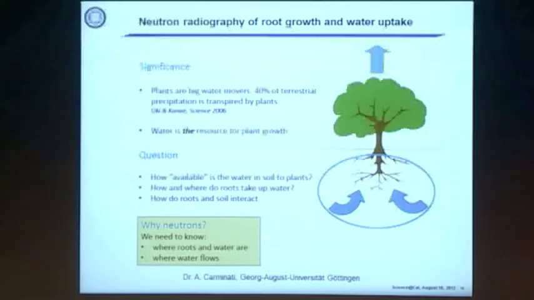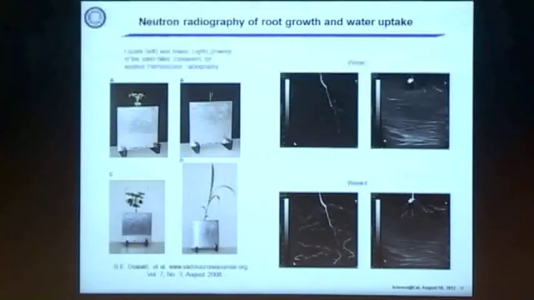And what they want to answer, of course, is how available is the water in soil to the plants, and how and where roots take water from soil, and how roots interact with the soil. And they try to stress plants, they put them in dry conditions, they put some fertilizers, and see what happens. So the way they do the studies, they put plants in soil in these aluminum containers. And as I mentioned to you, aluminum is almost transparent to neutrons. Neutrons can easily penetrate through aluminum. And these plants grow for a certain amount of time. Once they've grown, they bring them to the neutron beam, and they can do imaging. So sometimes they go back and do repetitive imaging.